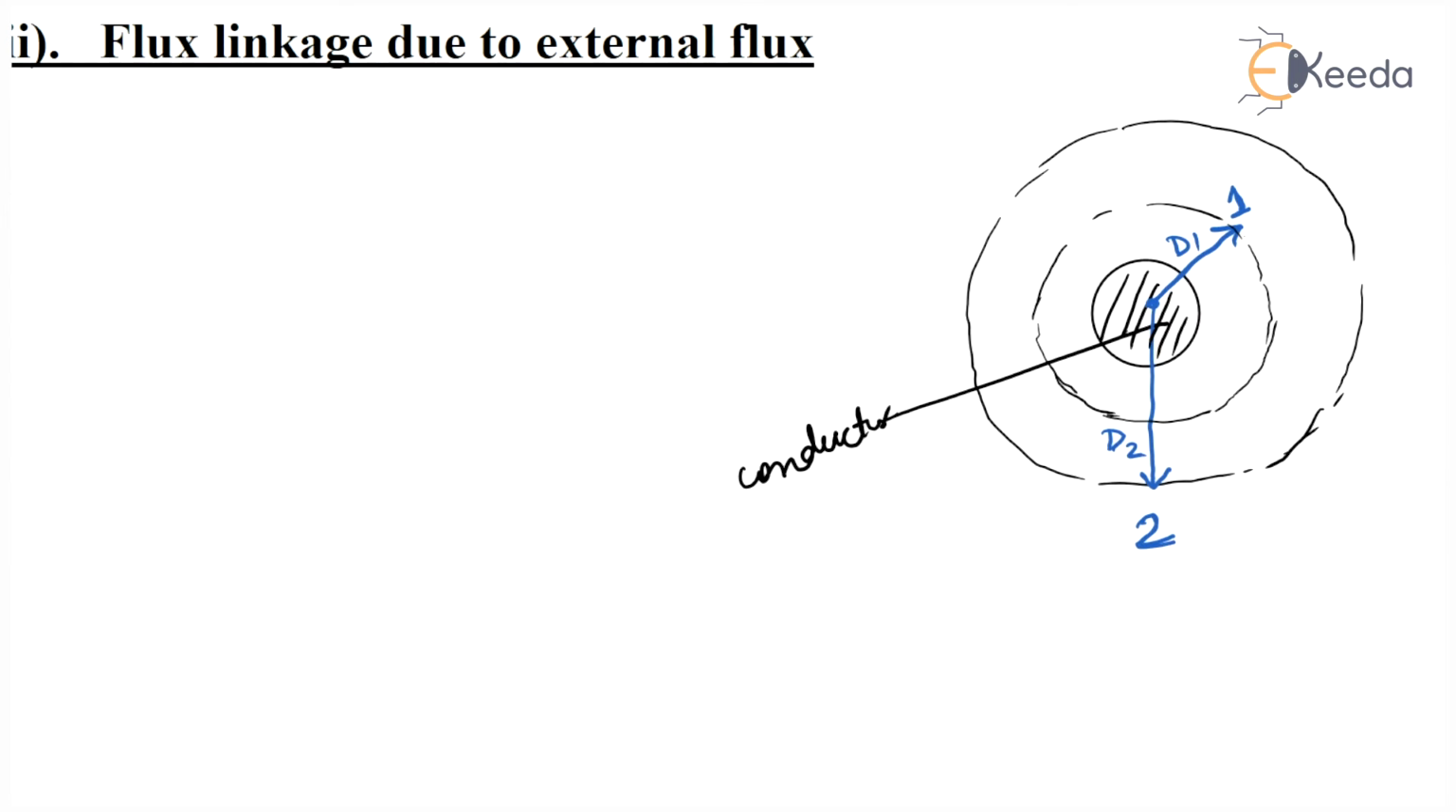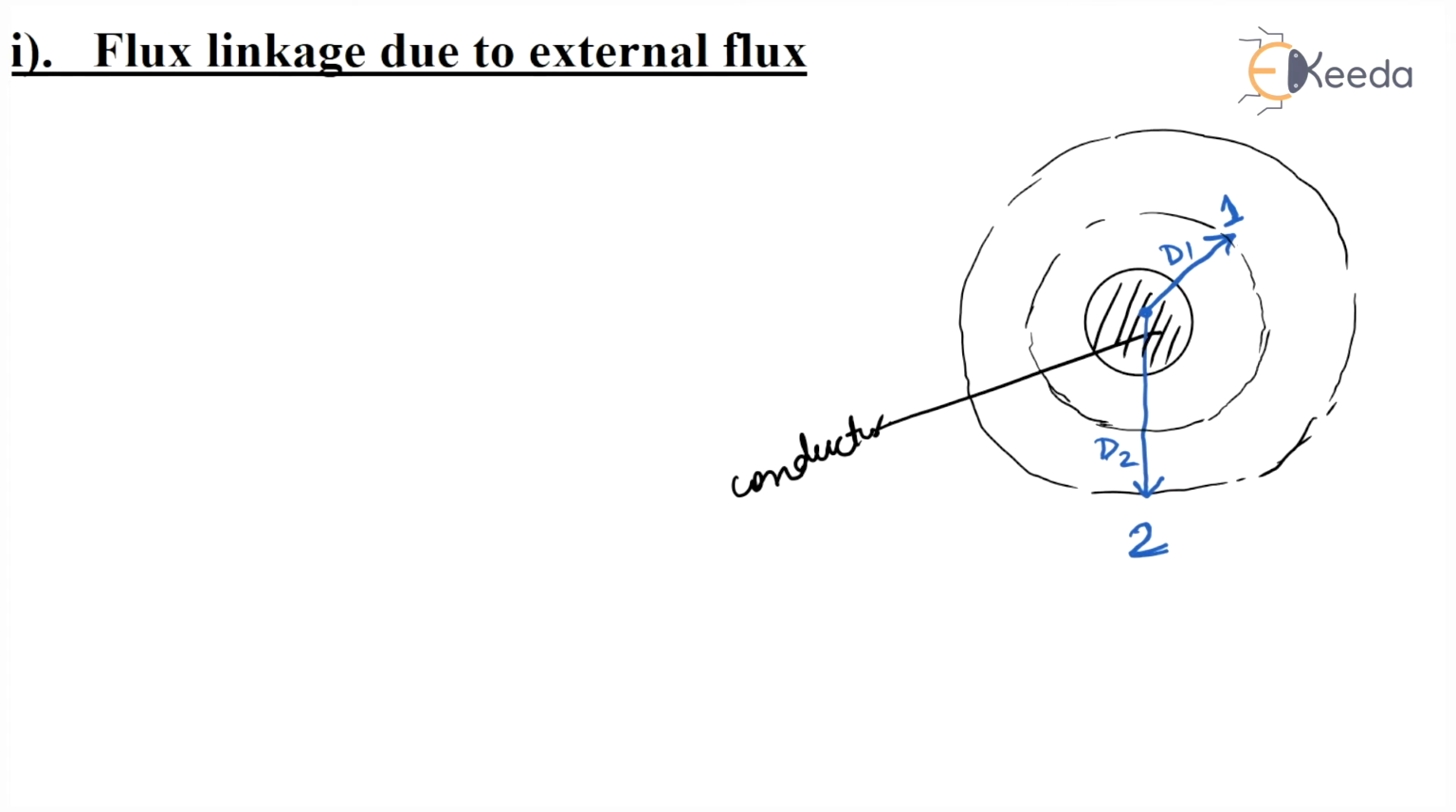So this is a conductor of radius r. There are 2 points which are causing flux. Distance from point 1 is D1, and distance from point 2 is D2. Taken at a distance x, a tubular element dx.